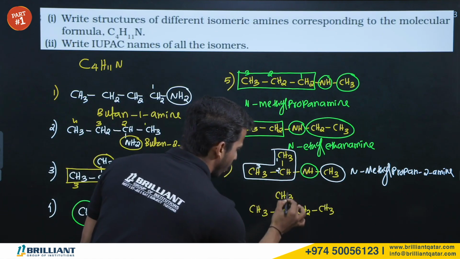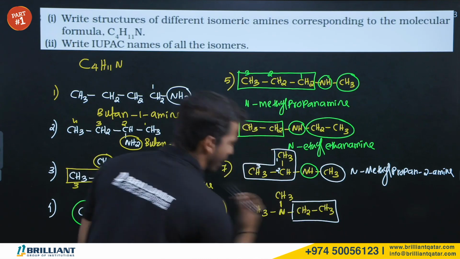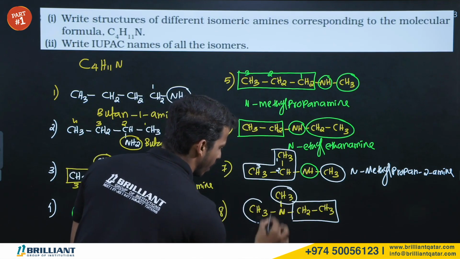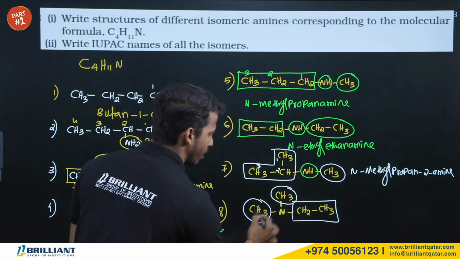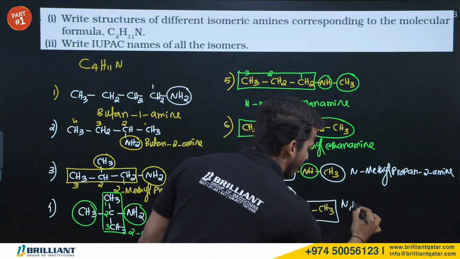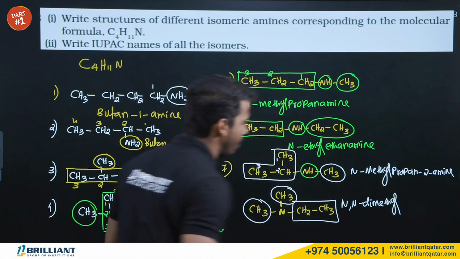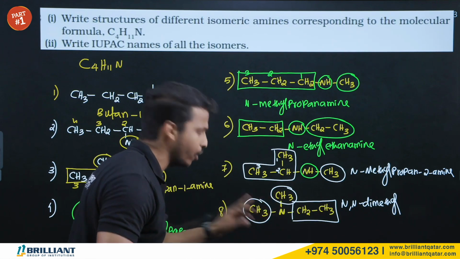Here nitrogen contains one carbon on one side and 2 carbons on the other. So let me take the 2-carbon chain as the parent chain, and these are branches. Here nitrogen contains 2 methyl groups, yes or no? So what we can say is N,N-dimethyl, because nitrogen contains 2 methyl groups.